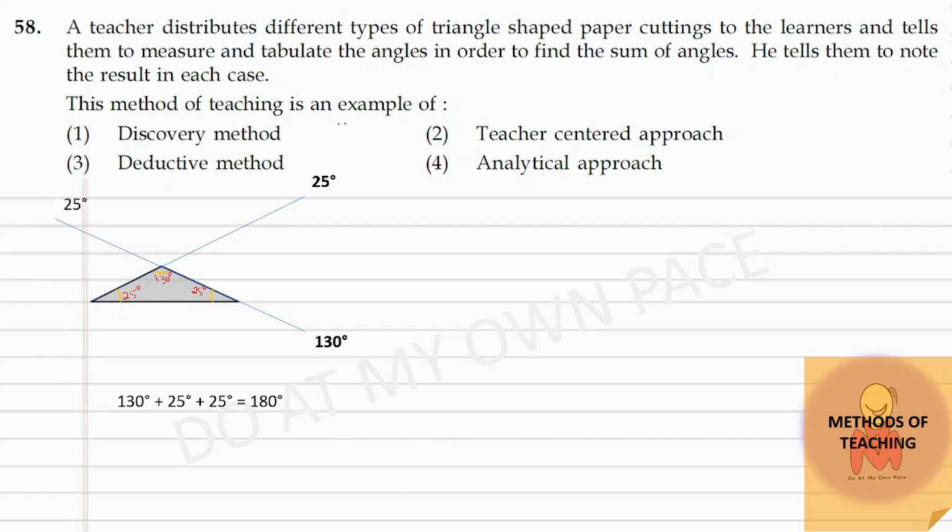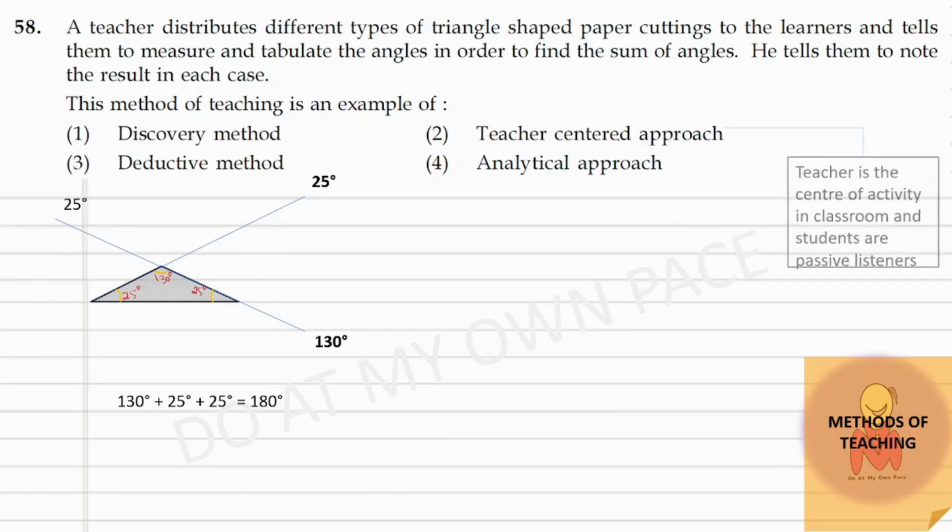Now let us see the options one by one and see which is most appropriate for this activity. So, teacher-centered approach. In this method, the teacher is the center of the activity in the classroom and students are passive listeners. So the teacher is the main focus and students will just listen to what the teacher told them to find. But in this activity, students are finding out, they are taking part in the activity. So this can't be our answer.